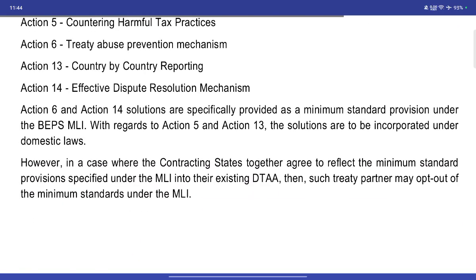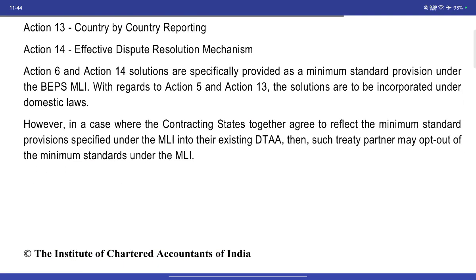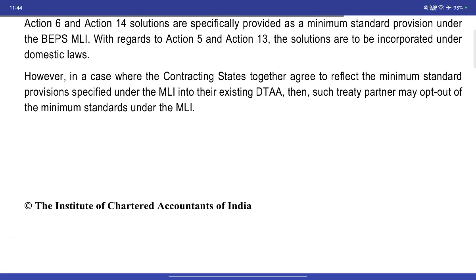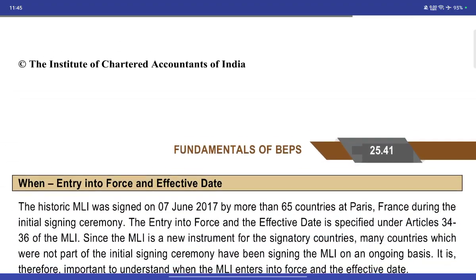For Action 6 and 14, the solution is specifically a provisional minimum standard provision under the BEPS MLI. In regard to Action 5 and Action 13, the solution will be incorporated under the domestic laws. However, where the contracting states together agree to reflect the minimum standard provision specifically under the MLI into the existing DTA, then such treaty partners may opt out of the minimum standards under the MLI.